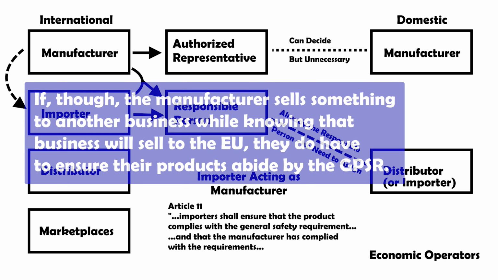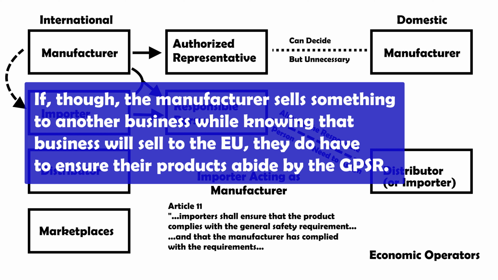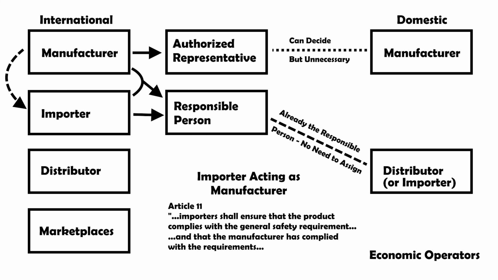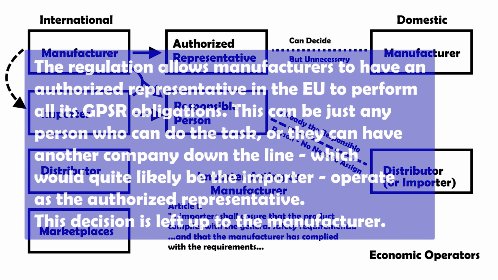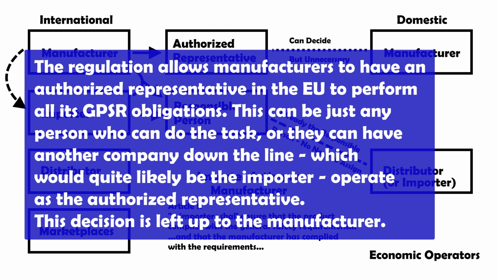If, though, the manufacturer sells something to another business, while knowing that business will sell to the EU, they do have to ensure their products abide by the GPSR. This is a lot of fun. The regulation allows manufacturers to have an authorized representative in the EU to perform all its GPSR obligations.